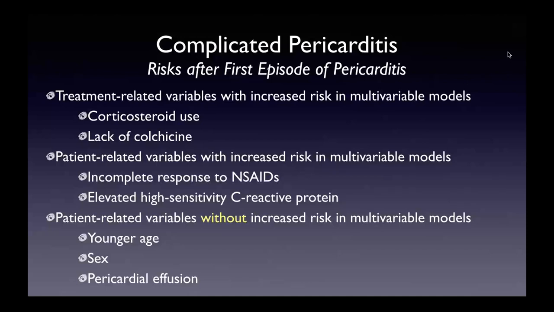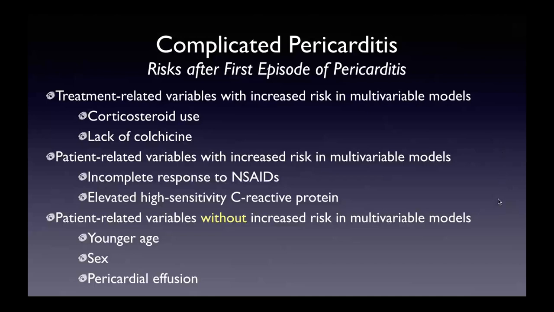Just in terms of what the risks for recurrence of pericarditis are, there are treatment-related variables that increase risk in multivariable models. Use of corticosteroids has been shown to be associated with risk of recurrence. So that is one of the reasons why we try our best not to use steroids unless absolutely necessary, particularly on the first episode of pericarditis. And lack of colchicine use. Many of you know about the clinical trials that have shown that colchicine use reduces the risk of recurrent pericarditis, and we tend to use it quite commonly.